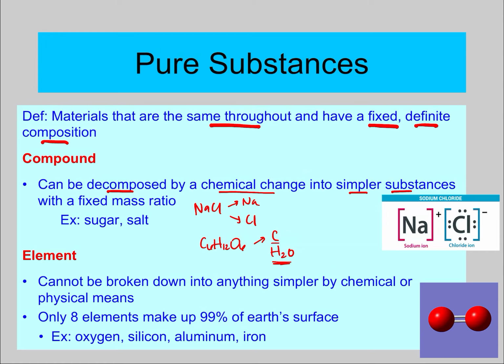When we have an element, so the other type of pure substance, this is something that cannot be broken down into anything simpler by a chemical or physical change. So we can't boil it, we can't melt it, we can't freeze it. So it's going to only retain itself as an element. So, for example, hydrogen and oxygen. I can't break these apart into H and O. Okay, it's going to stay as H2. It's not going to break apart into H and H. Okay, not possible. So when we talk about 8 elements that make up the 90% of Earth's surface, oxygen, silicon, aluminum, iron, these are all examples of elements.